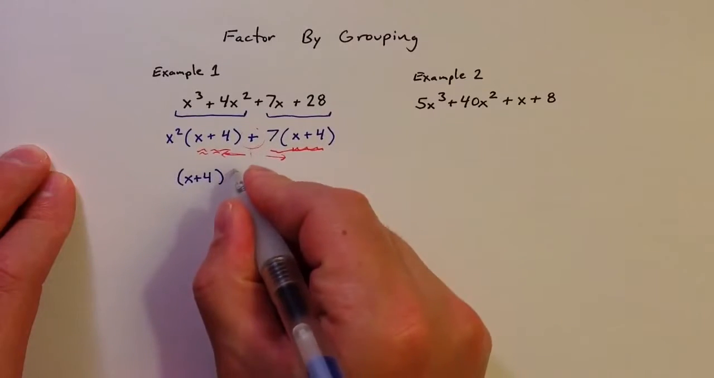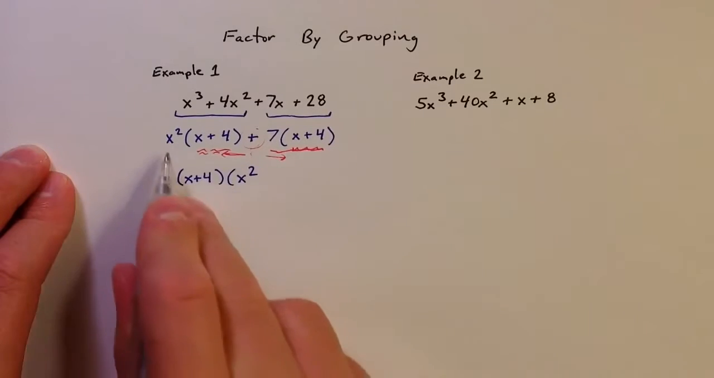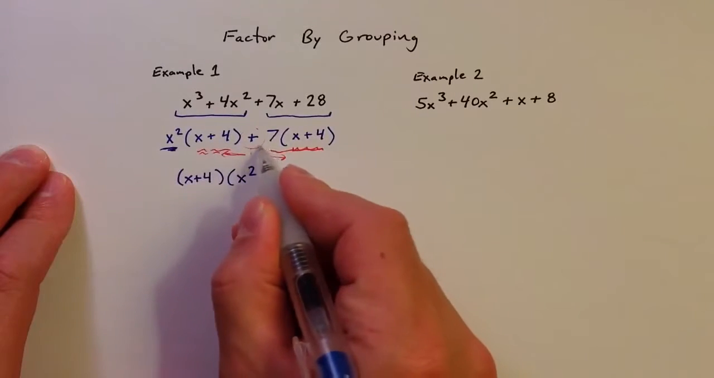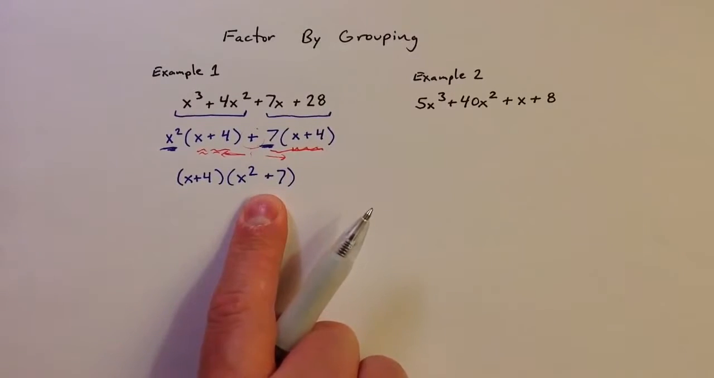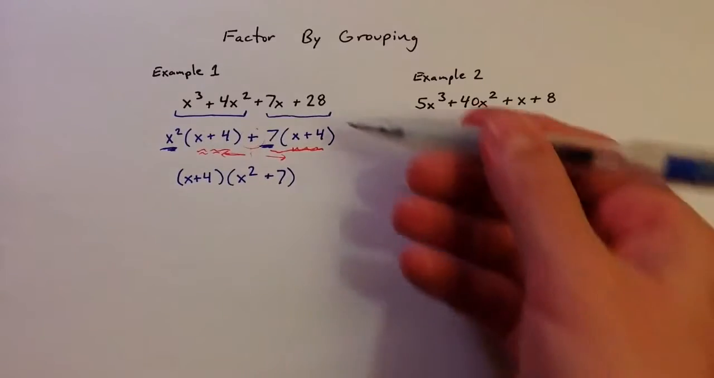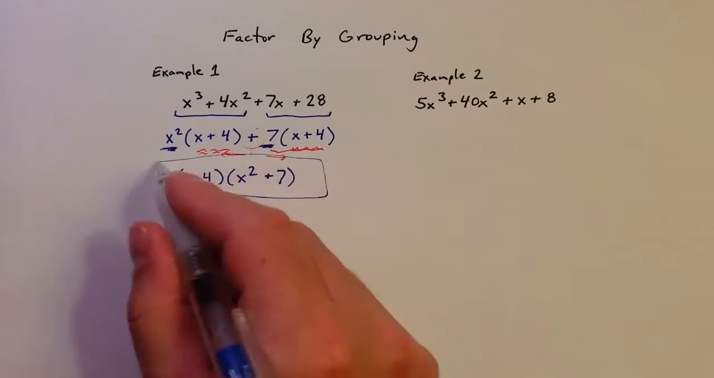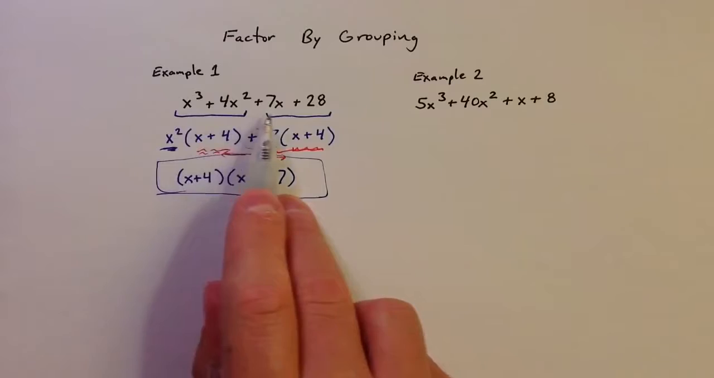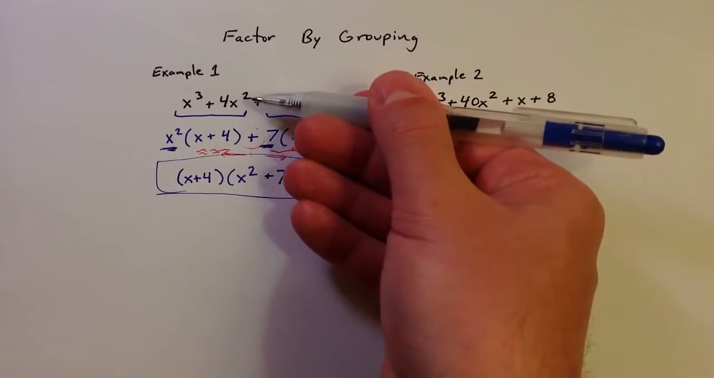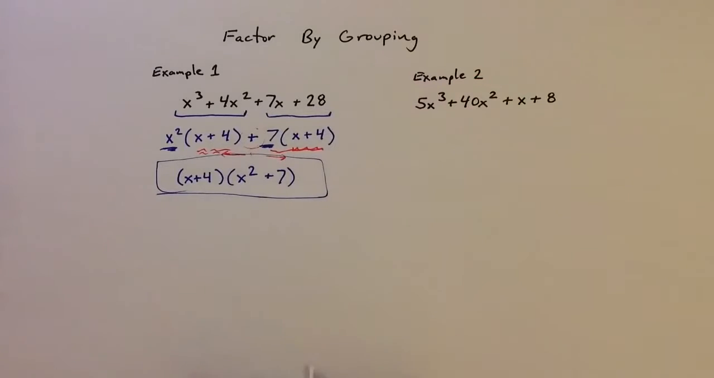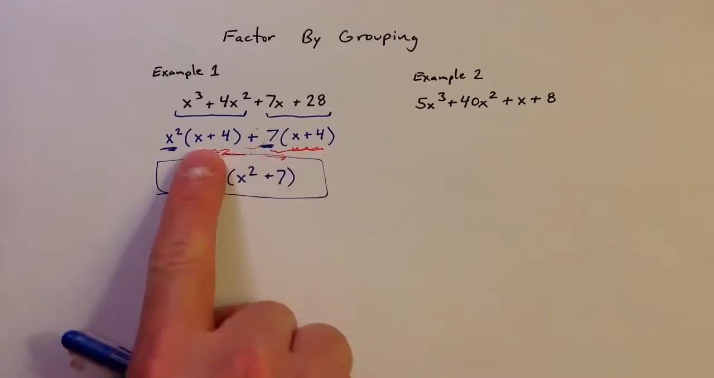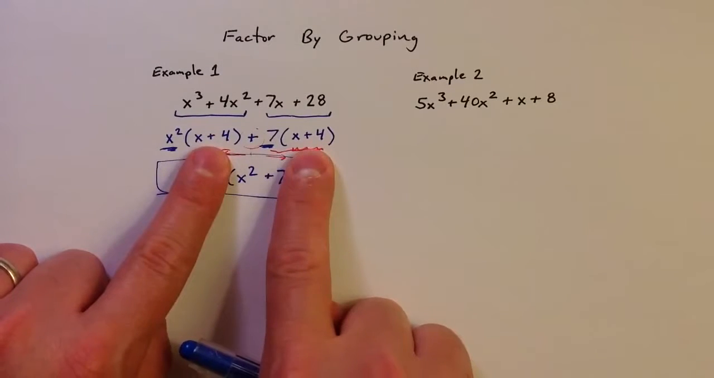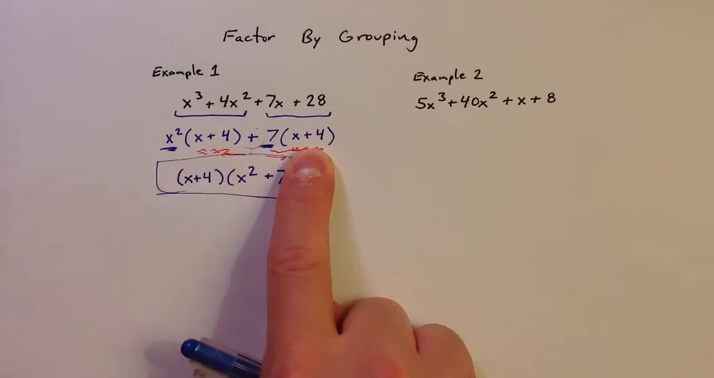It leaves behind x squared, so x plus 4 times x squared, and a plus 7. The x squared and the plus 7 become our second factor. So this is a factored expression that's equivalent to what we started with. There were no common factors of all 4 terms, but we could find common factors of the first 2 and of the second 2 that left behind exactly the same expression. If we didn't have exactly x plus 4 in both of those places, we wouldn't have been able to continue.